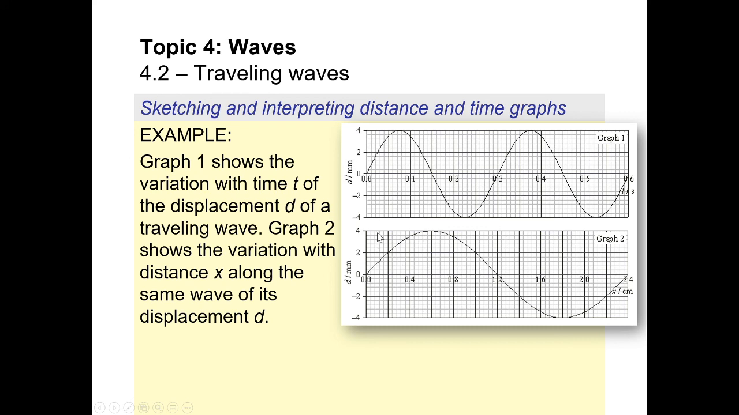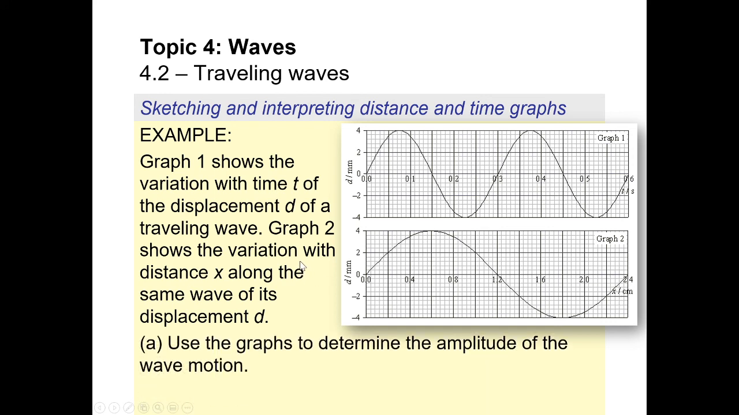In graph 2, our vertical axis is distance in millimeters again, but the horizontal is distance in centimeters, so just be careful of that. Now, both of these graphs represent the motion of the same object. We just have to know which graph to use to get the information that we need. So for part A, use the graphs to determine the amplitude of the wave motion.